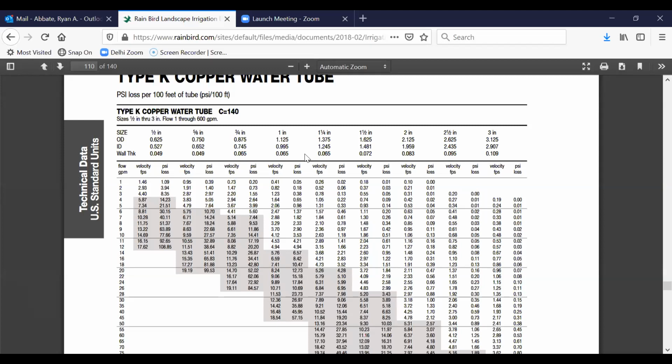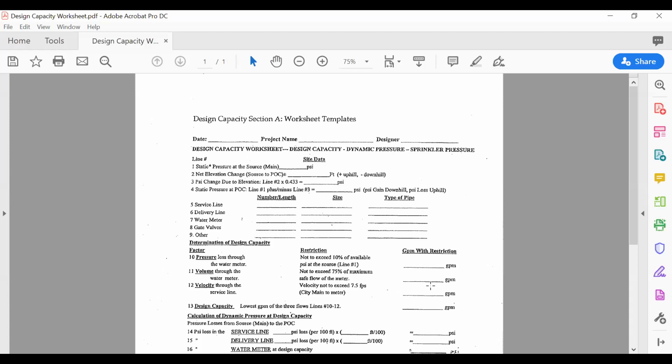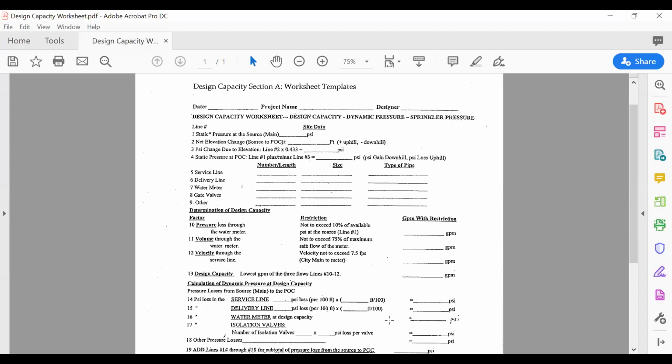So 18, excuse me, 18 gallons per minute. 1 inch, 18 gallons per minute. So our max is 18. So going back to this chart, we would write 18 on this. So what would be our lowest of the values? 18. 18.